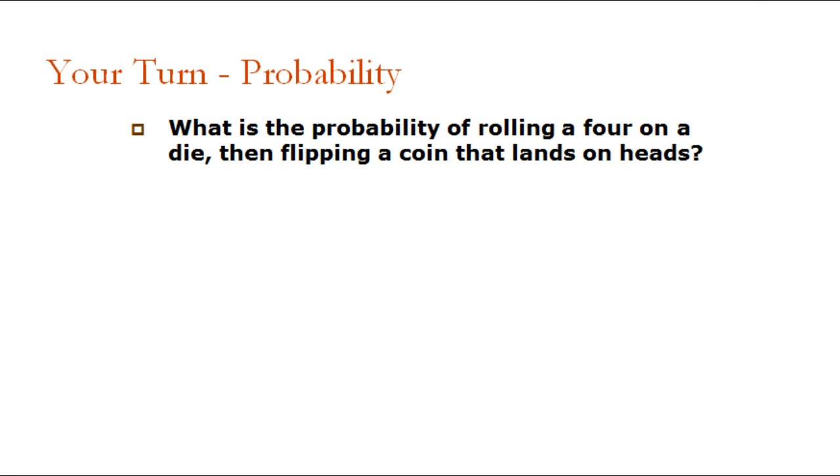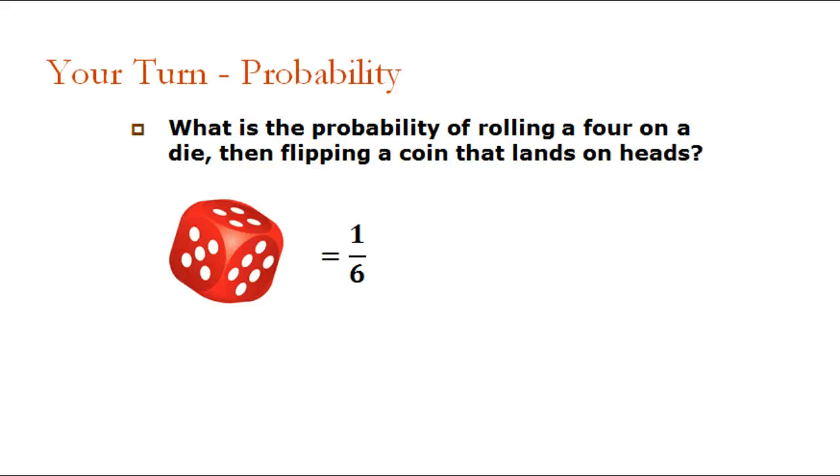This one we're asked, what is the probability of rolling a 4 on a die, then flipping a coin that lands on heads? So we've got 2 different events here. One is rolling a die, and the other one is flipping a coin. So if we've got a die here, this is a standard die, 6 different sides to it. What's the probability that we're going to roll a 4? Well, only one side has a 4 on it, so it would be 1/6. Our desired over our total number possible, so 1/6 would be our probability of rolling a 4.